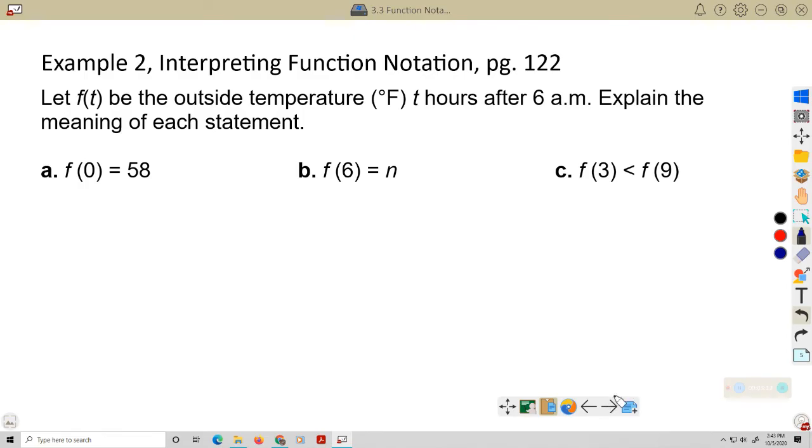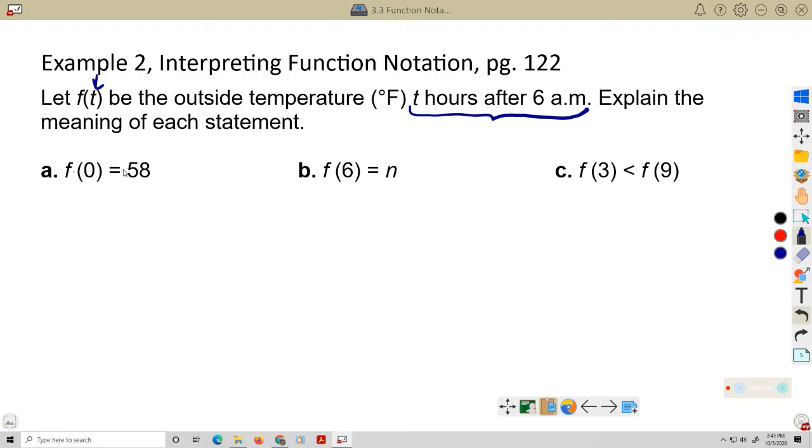Example 2. Interpreting function notation. So this is just a matter of reading this and understanding what it means. It says f of t, so I see all these are f, right? We have different inputs, 0, 6, 3, and 9. That's going to be the outside temperature t hours after 6 a.m. So it's going to be some number after 6 a.m. In this case, the variable t is what takes the place of our input. It's our x in this case, right?